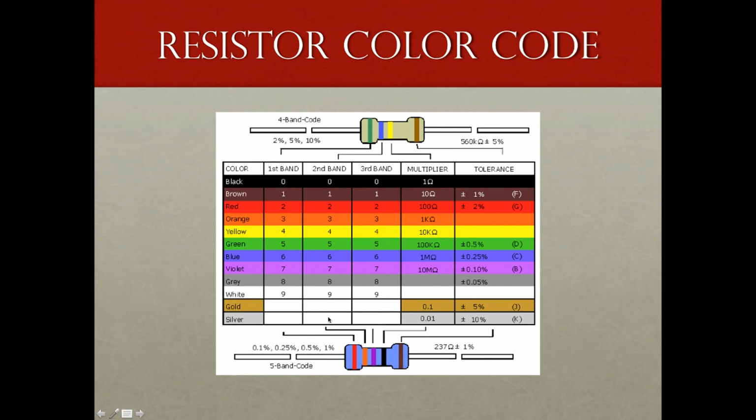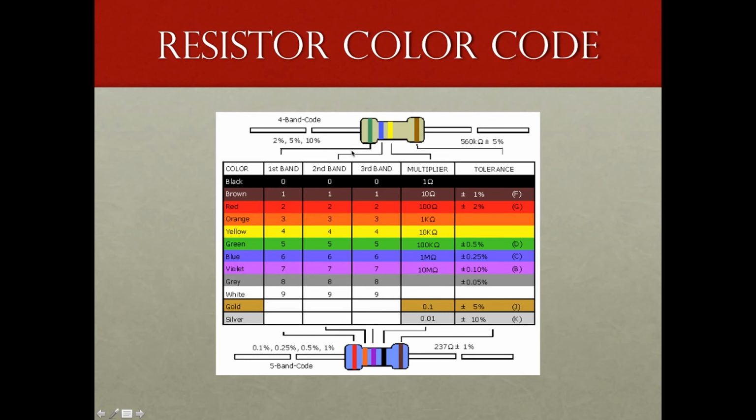Now these 5-band ones are more accurate than the 4-band ones. So we take this and multiply it by 1, which gives us 237 ohms, and then we come down here and look at that brown, and that gives us a tolerance of plus or minus 1%. So that's a pretty accurate resistance, and sometimes you just need it to be that accurate.